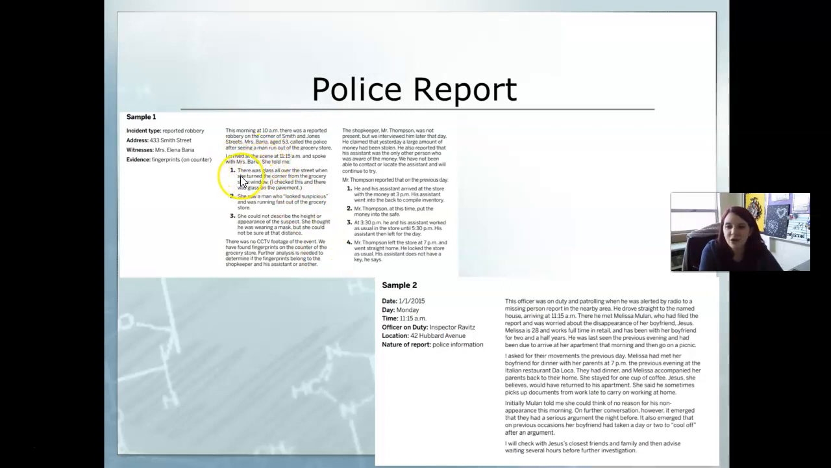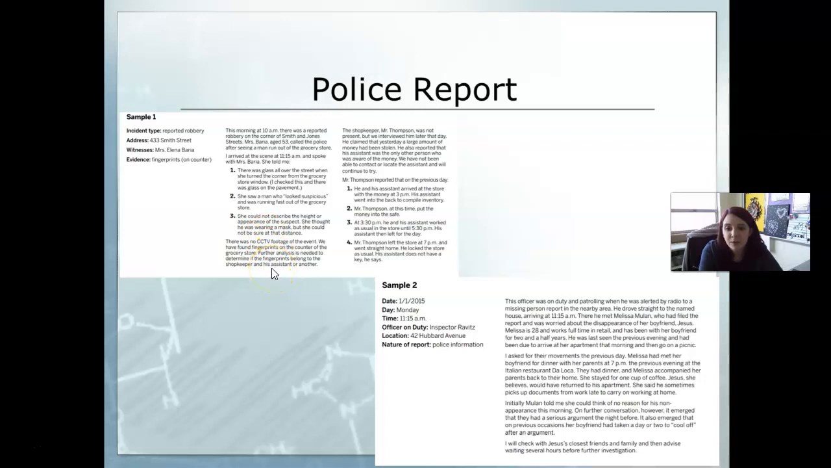She told me there was glass all over the street when she turned the corner from the grocery store window. I checked this and there was glass on the pavement. She saw a man who looked suspicious and was running fast out of the grocery store. She could not describe the height or appearance of the suspect. She thought he was wearing a mask, but she could not be sure at that distance. There was no CCTV footage of the event.